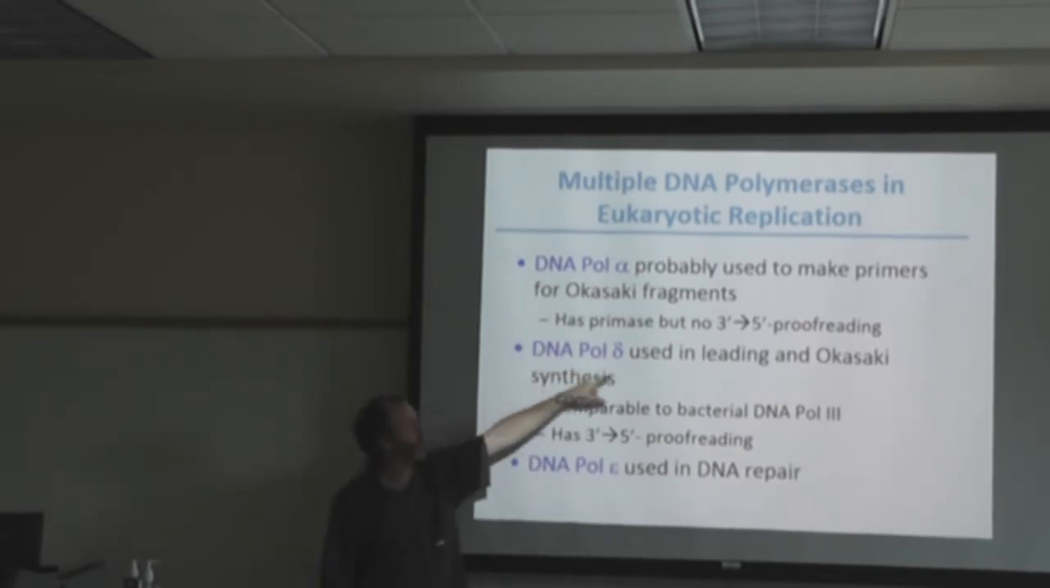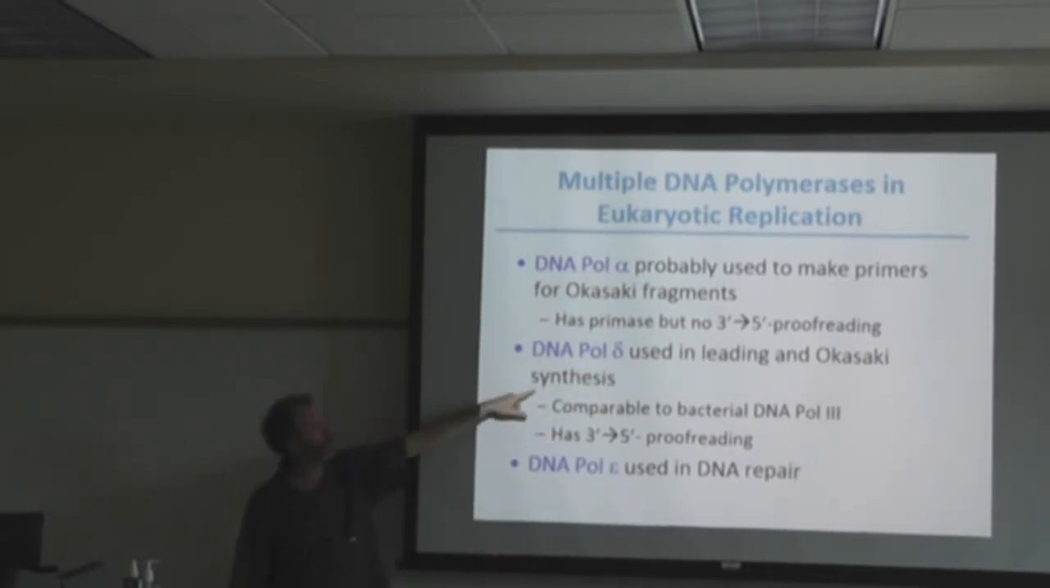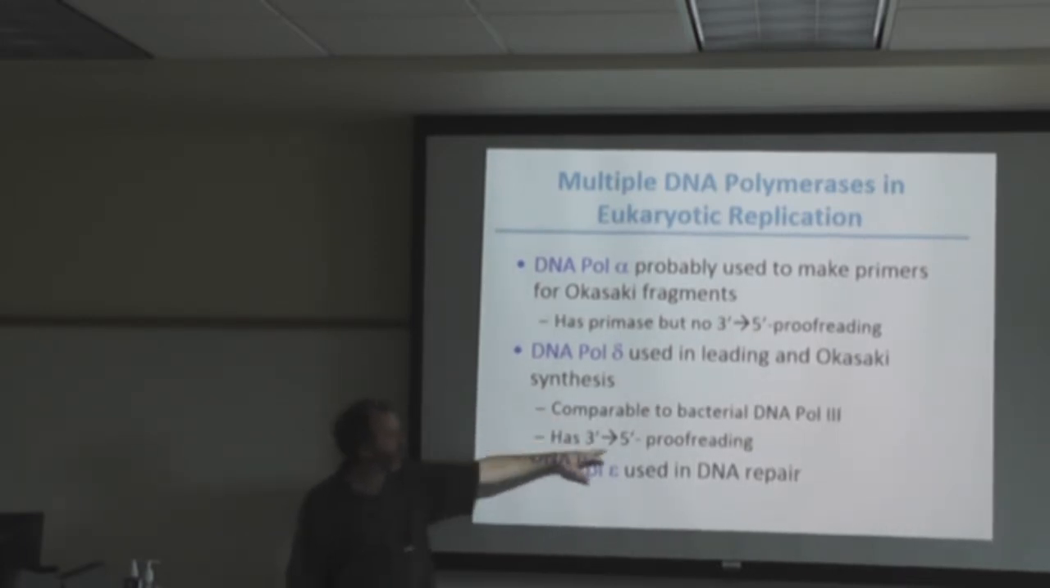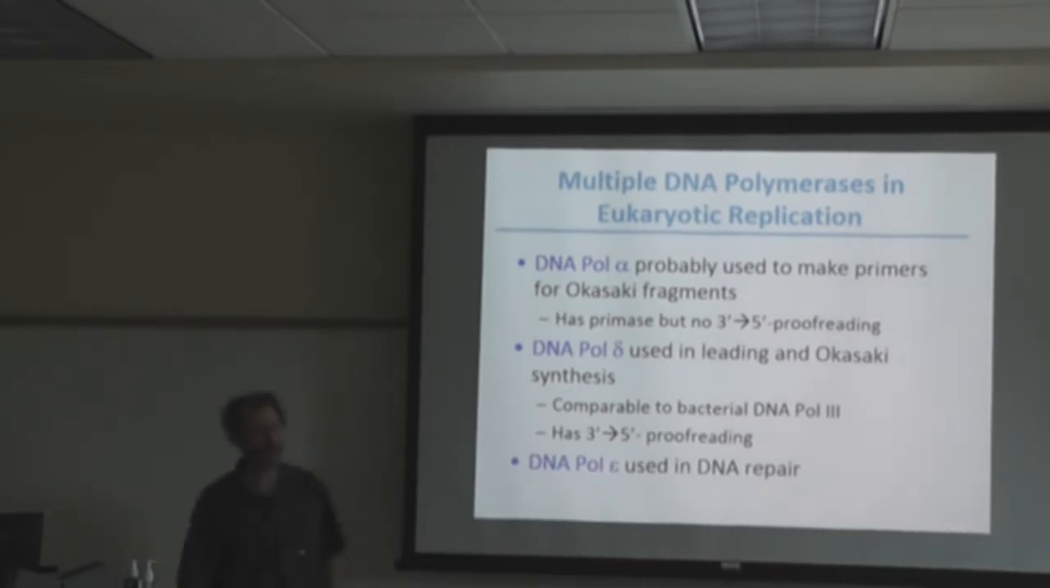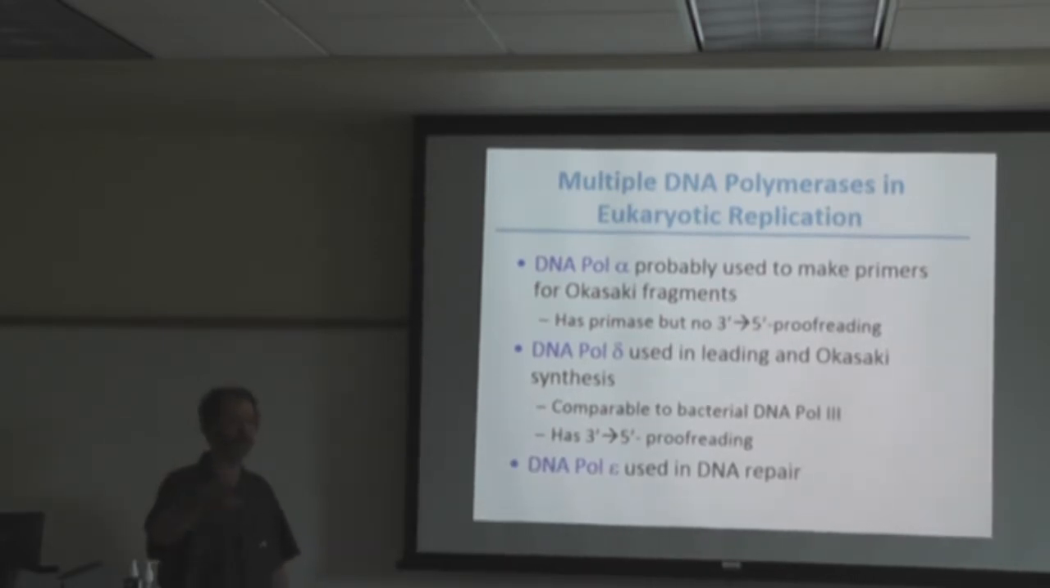DNA polymerase delta is used in leading and Okazaki synthesis, so this is basically analogous to DNA polymerase 3 in bacteria, right? And that's what it says there. And it has 3 to 5 prime proofreading ability. So if you insert a keto-enol base and it recognizes that it was the wrong base that was added, it'll stop and cut that base out and then try again.